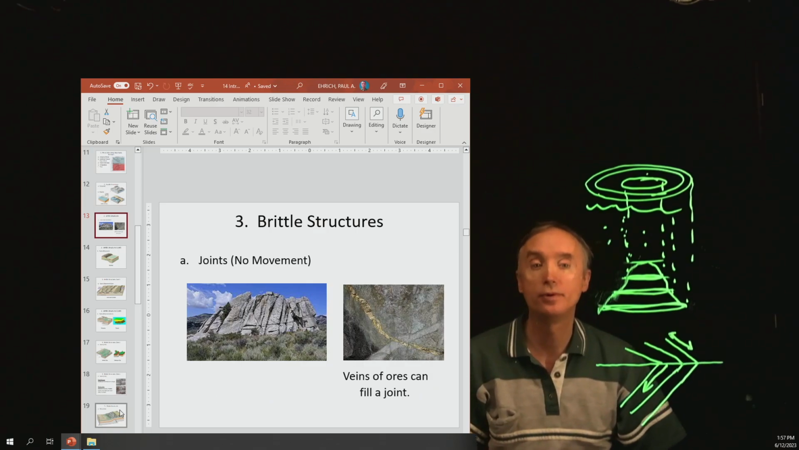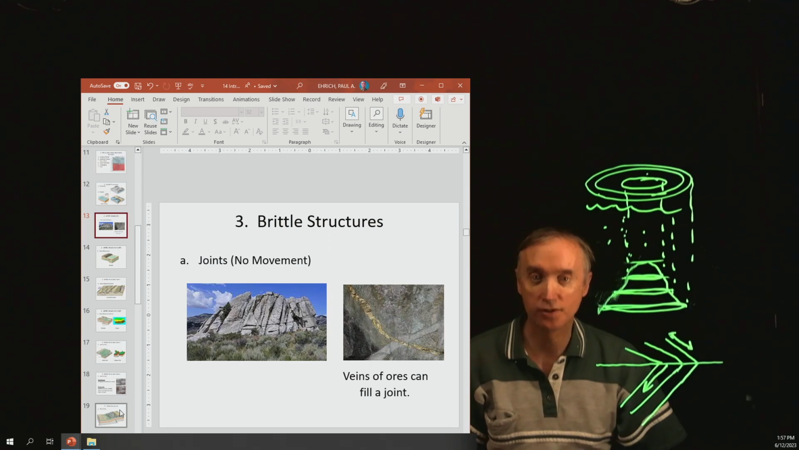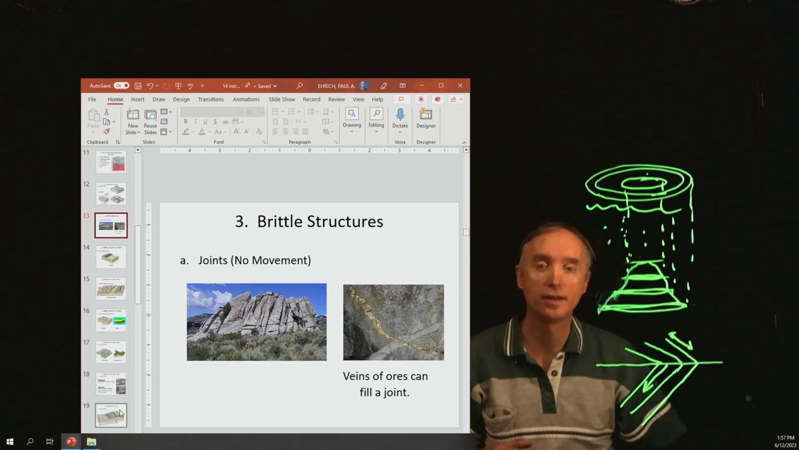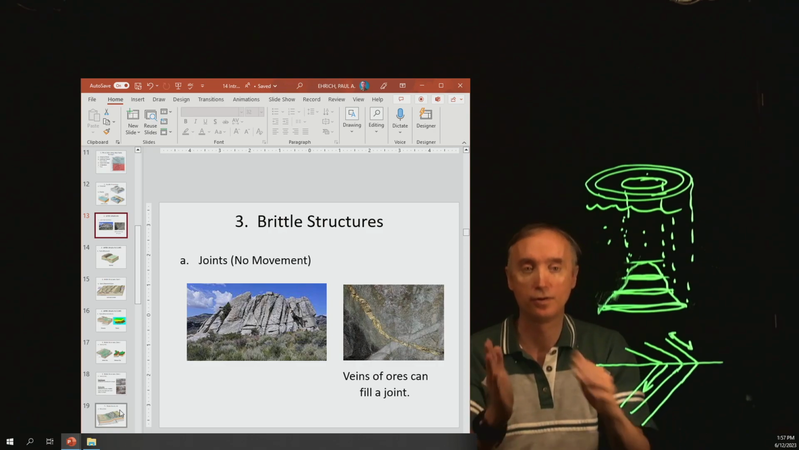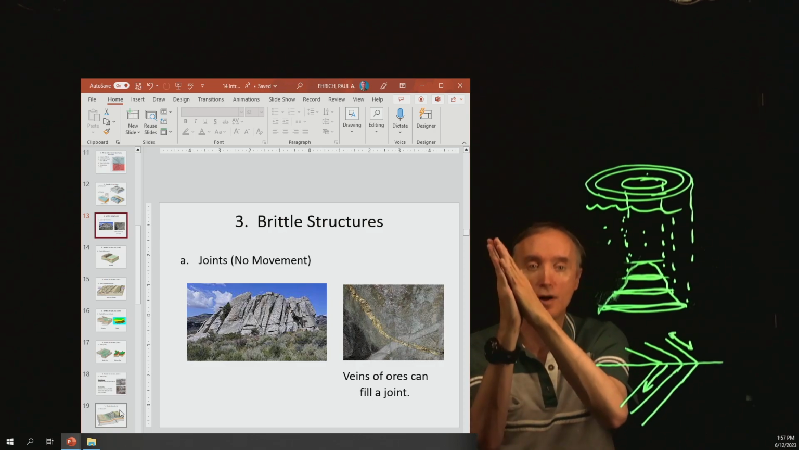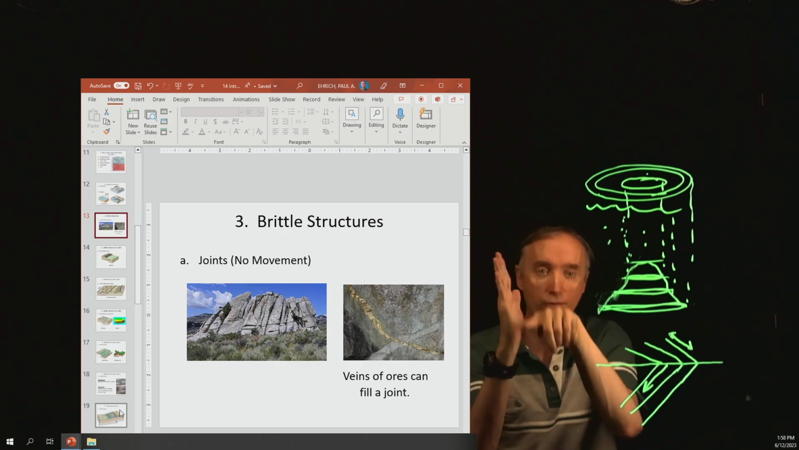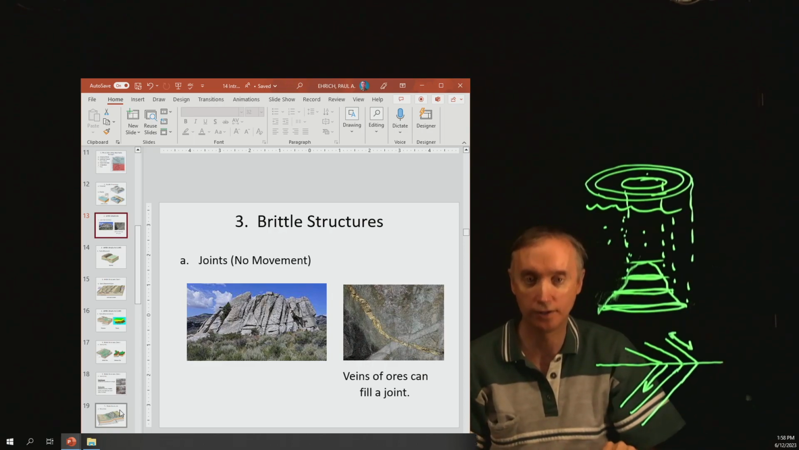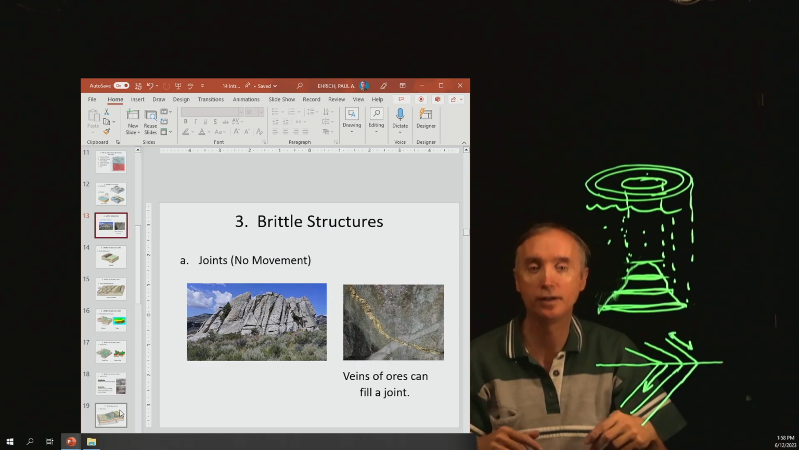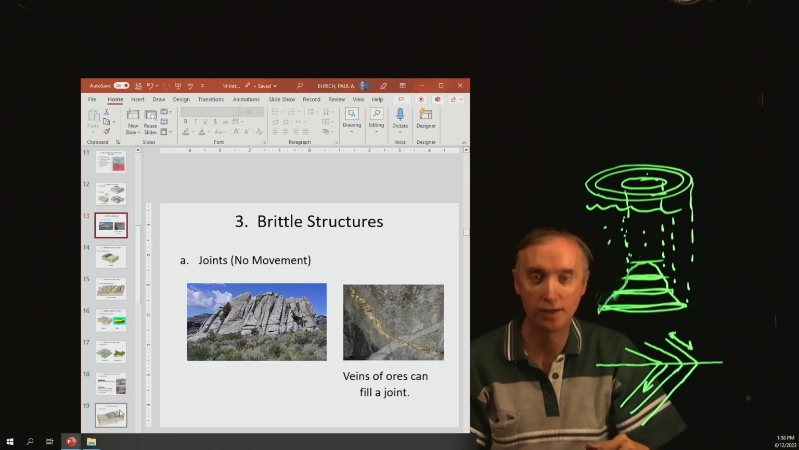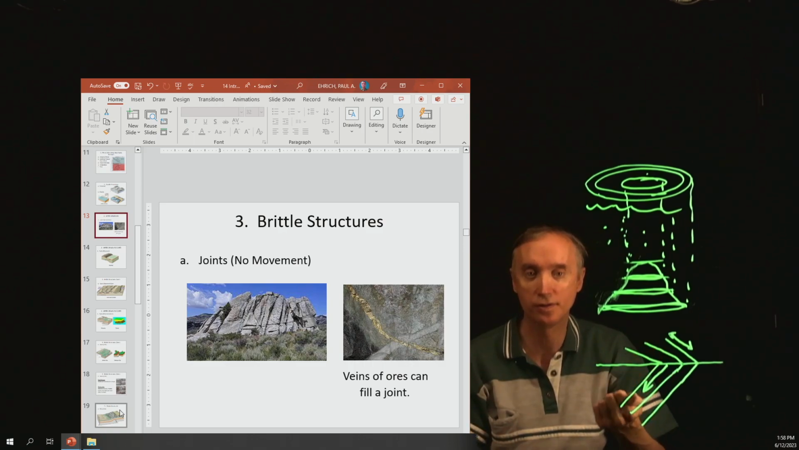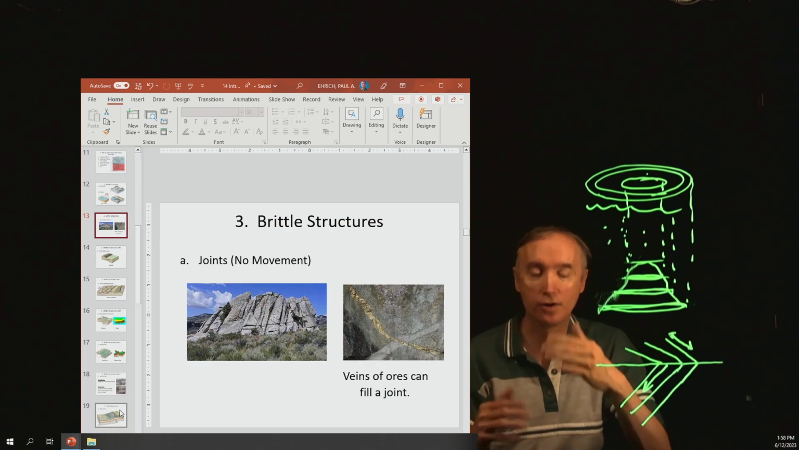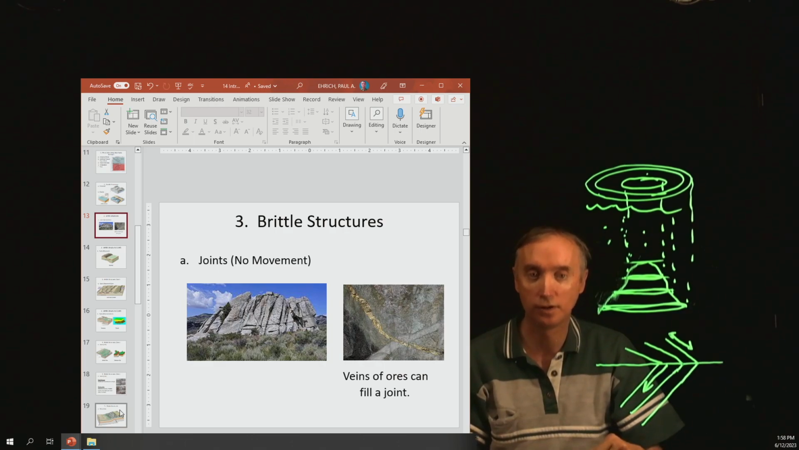All right, now what happens if rocks break? This is going to be brittle structures, and let's first assume that the rock breaks but there's no movement. So it's not like the rock broke and then it did that. The rock breaks, there's a crack in the rock, but there's no movement on either side of the crack. That's going to be called a joint. Sometimes that joint can get filled with minerals, and things like gold and silver can fill in those cracks, and then you have a vein of ore.